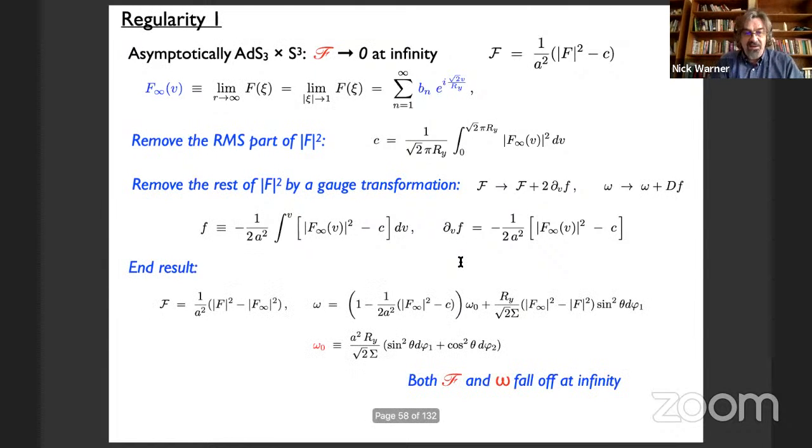So at the end of the day, if you want the correct result that has nice asymptotics at infinity, in other words, f dies at infinity, and similarly omega dies at infinity, then you have to do this trick. So first things first, note the function C has been fixed by removing the RMS pieces of f at infinity. That's very important. There's some real physics buried in that.